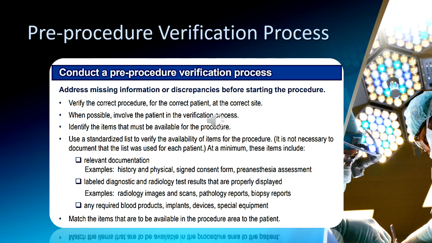We want to make sure that they're having the correct procedure for the correct patient on the correct site. We want to involve our patient in the verification process because hopefully they know that it's the left arm versus the right arm that needs the surgery, and they should be able to point it out. We want standardized lists. We need items that must be available for our procedure. We need relevant documentation. We need our equipment labeled. And we need any blood products. We want to match the items that are to be available in the procedure area to the patient.